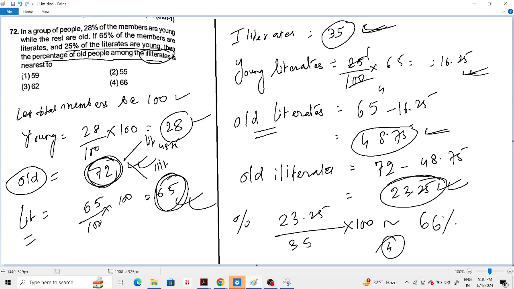I need to find out that this particular number is how much percentage of the total number of illiterate people. So that is 23.25 by 35 into 100, which is 66%.